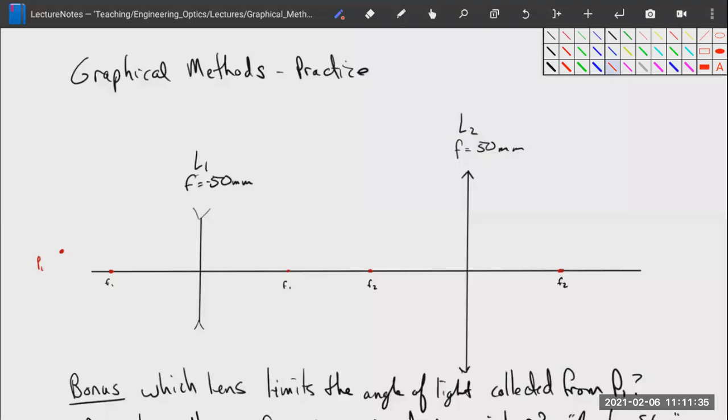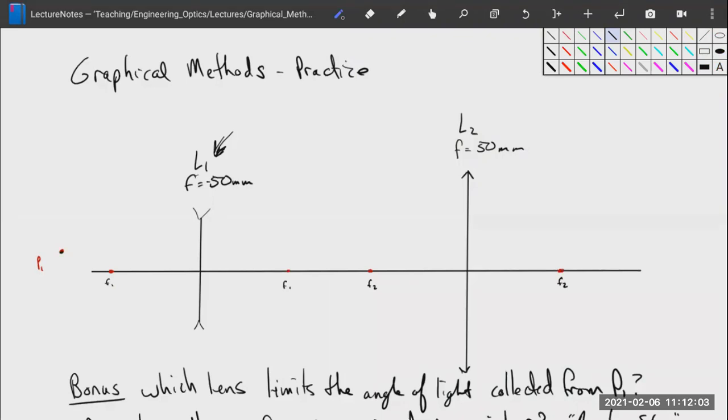We have L1, which is a negative lens, and we have L2, which is a positive lens. Both have the same focal length, 50 millimeters, and they're located this distance apart. The neat thing about the graphical method is everything should be to scale. And here is our point source, P1.